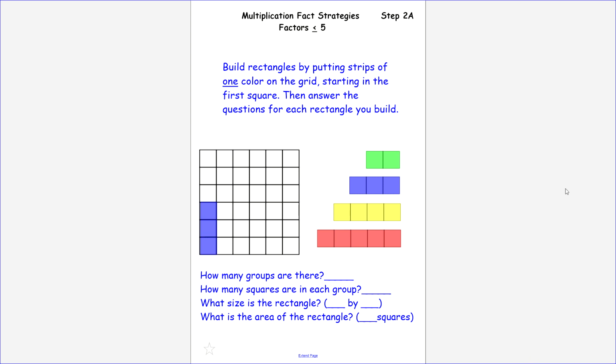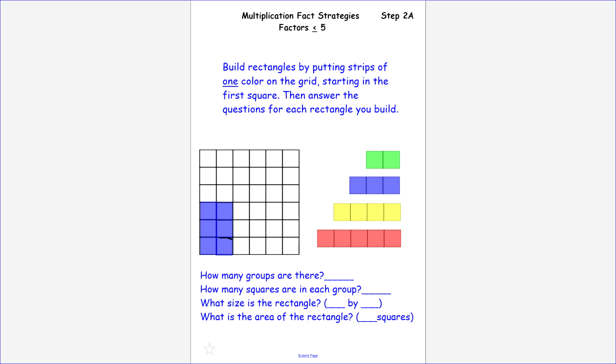Let's take a look at another fact. I'll take a second one of these strips and I'll turn it on its side. We now have 2 of these blue strips on our grid. Let's talk about this rectangle. Now there are 2 blue strips even though they're sideways.